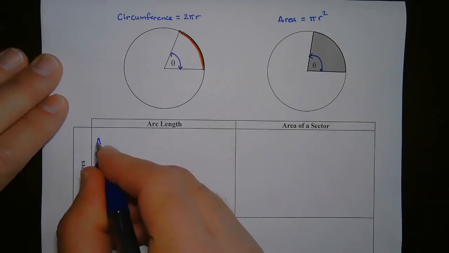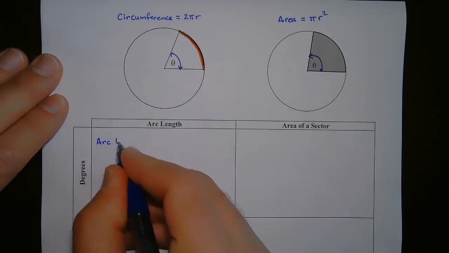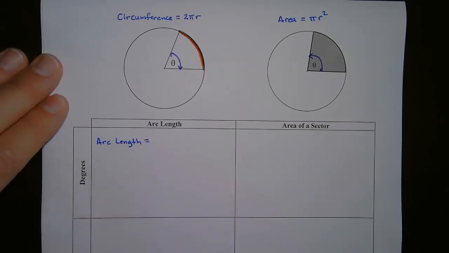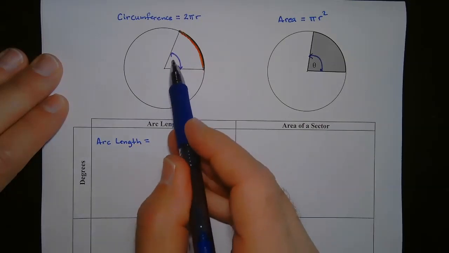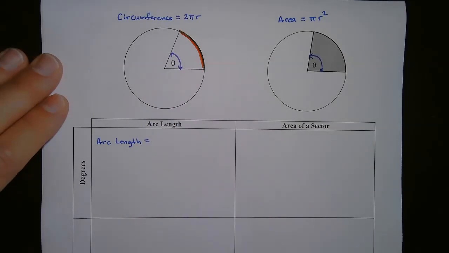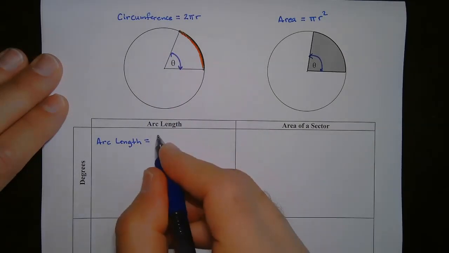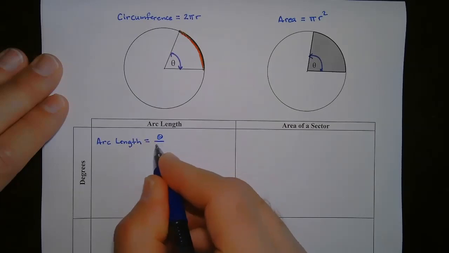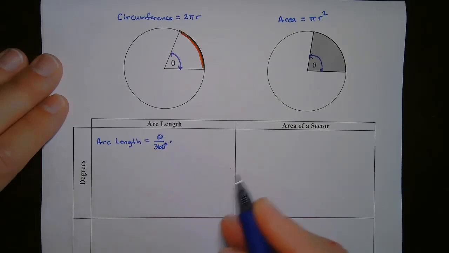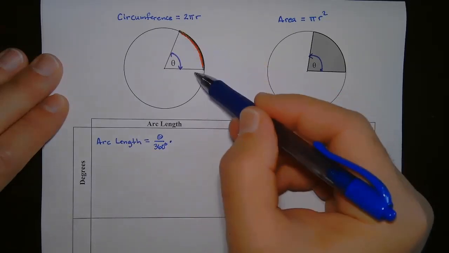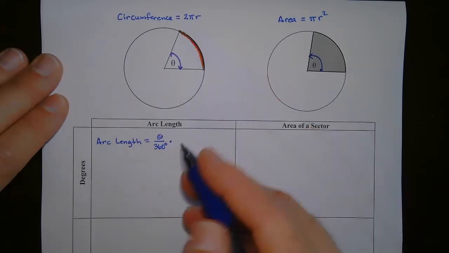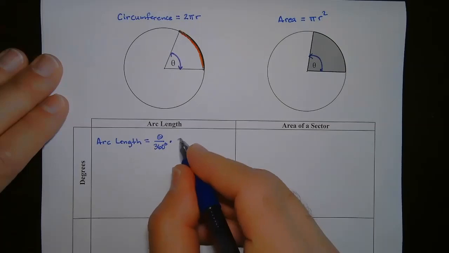So the arc length in degrees is equal to, what you have is this angle theta out of the entire 360. So that's the fraction of the circle you have. So you have theta out of 360 degrees times the entire circumference. This would be theta out of 360 times the circumference, which would be 2 pi r.